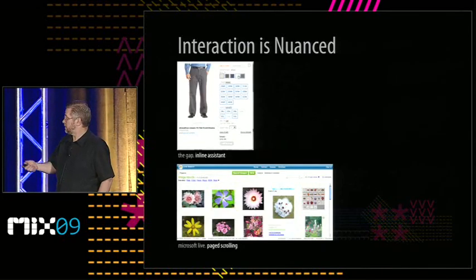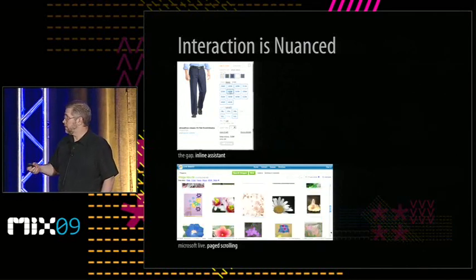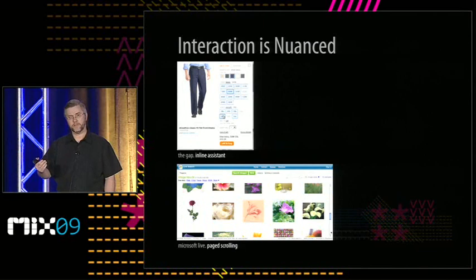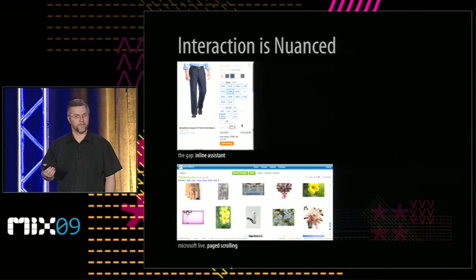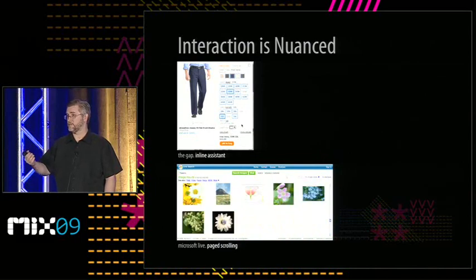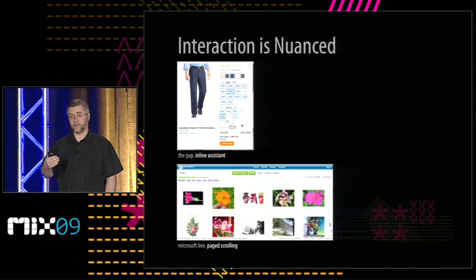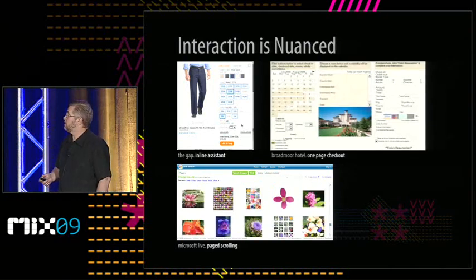Again, the inline assistant, page scrolling, it's Microsoft Live when you search for images. Just what the whole interaction with the scroll bar is going to be as you go down. Getting that feel is something you can't communicate through wireframes, but you have to actually prototype it. And you actually have to sometimes get it into a real system, getting real data, so you know what kind of performance you're going to get back. And that's where this kind of prototyping really comes in handy.